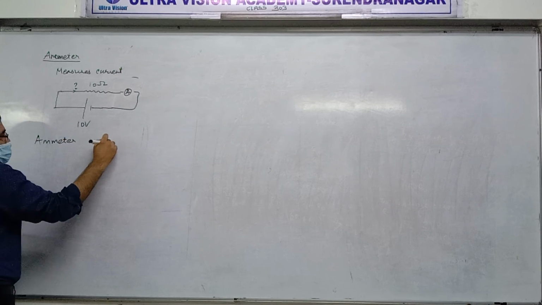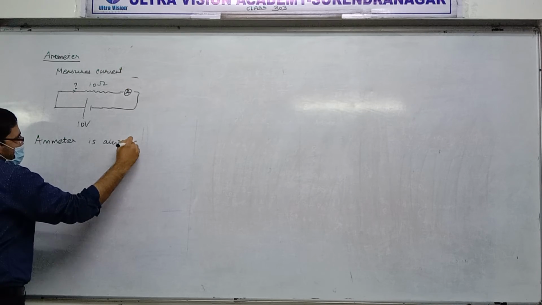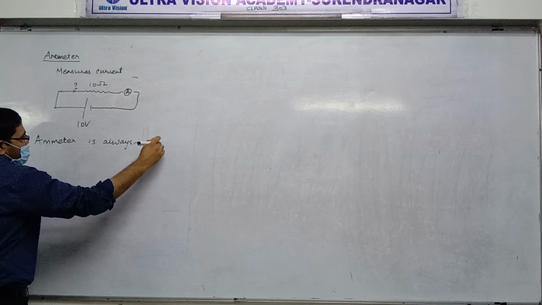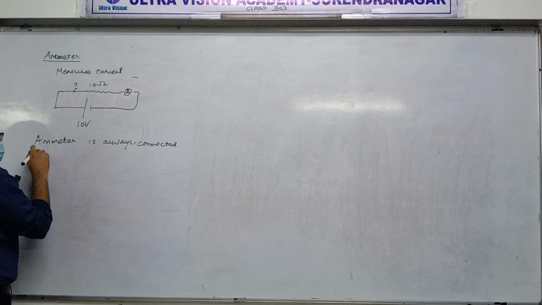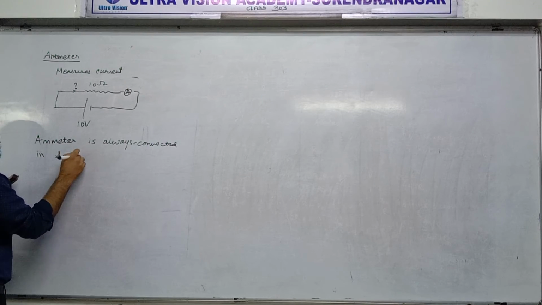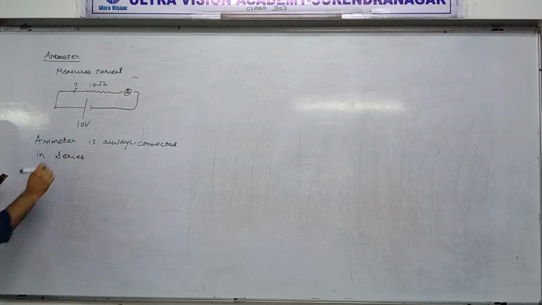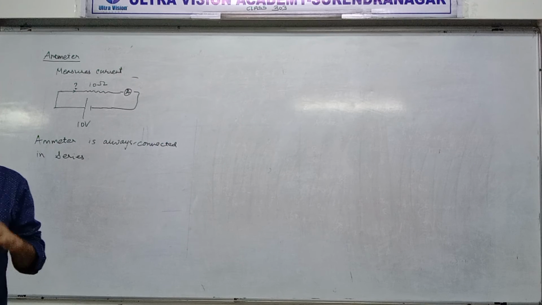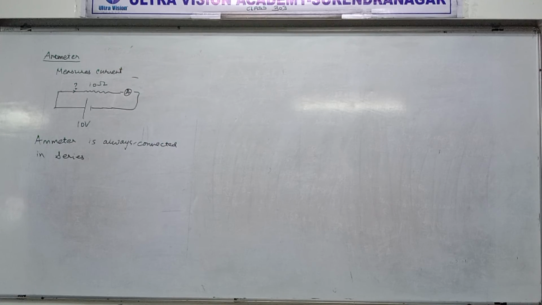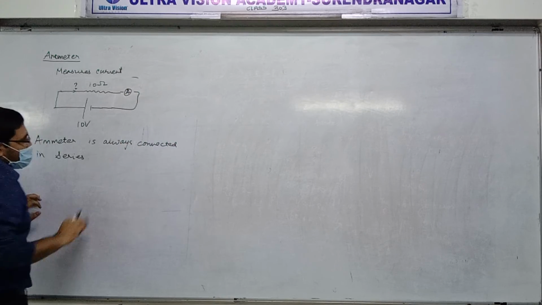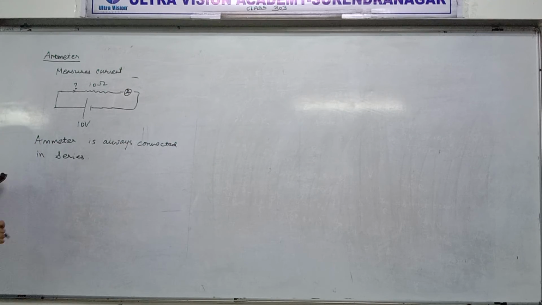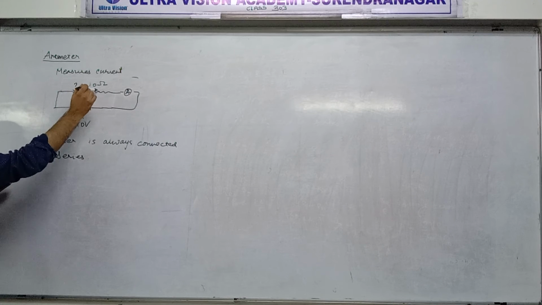Ammeter is always connected in series. If you connect it in parallel, it won't blast, remember that. But it becomes useless. Then it will not be able to measure the current. It might measure some other current. Okay. It won't measure current in this way.